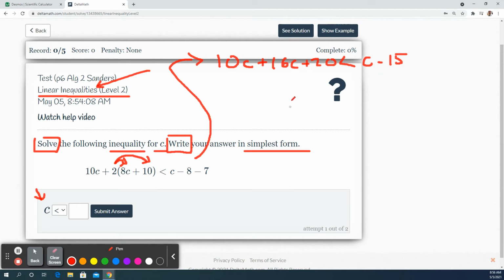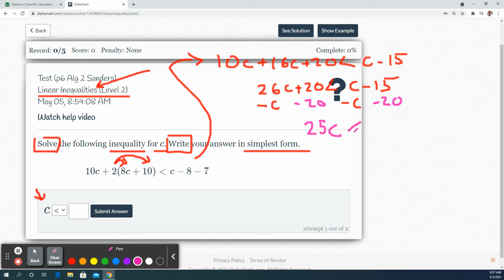Combine like terms, basically. All right, so combine like terms on the left. So that's going to be 26C plus 20 less than C minus 15. I'll move all the C's to the left and all the numbers to the right. So minus C, and minus 20, minus 20. And you can do this one stage at a time, but since this is pretty straightforward, just focusing on the letters and the numbers together is fine. So this now becomes 25C less than negative 35.